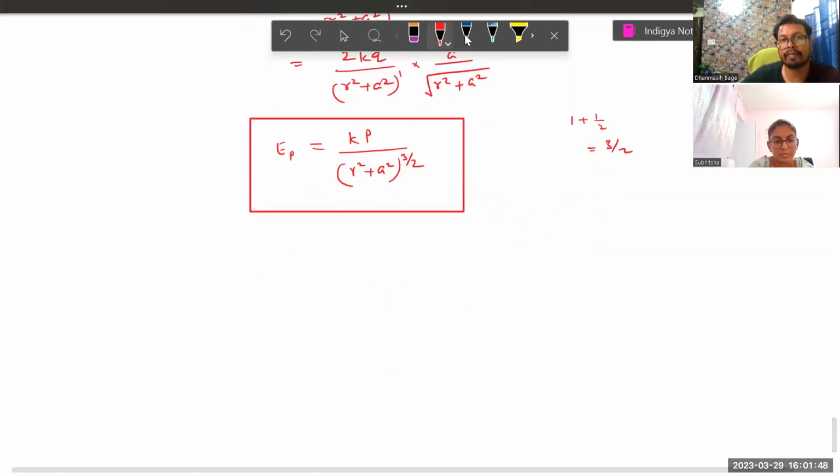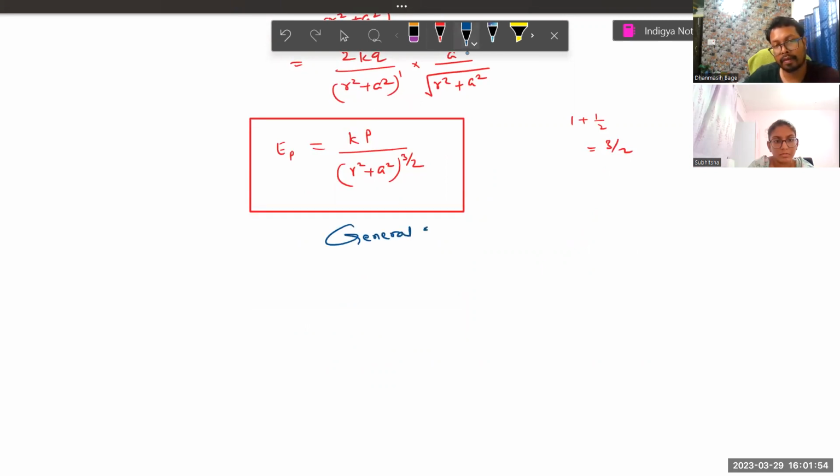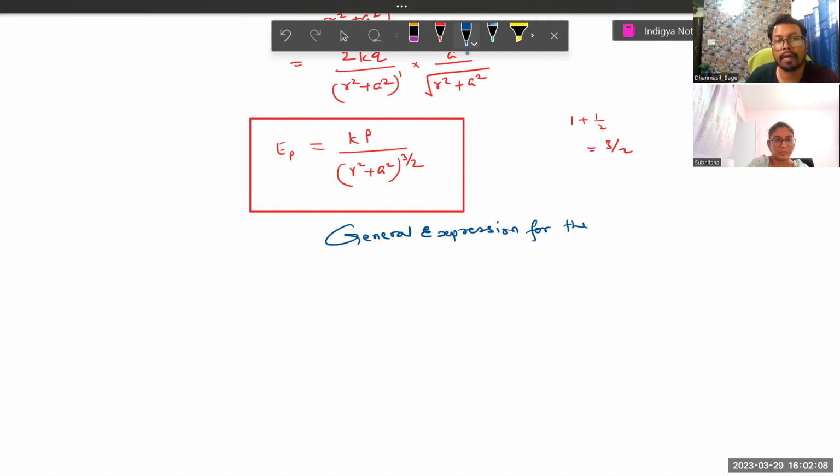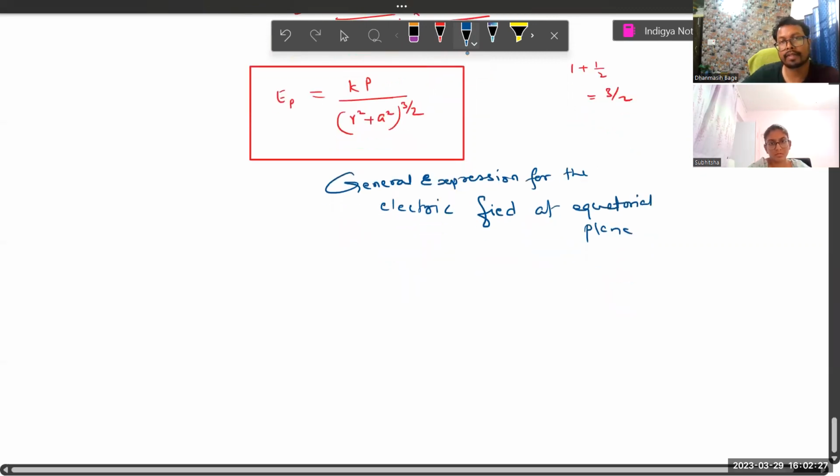General expression for the electric field at the axial point. General expression for the electric field at equatorial plane. Let's just complete this thing.